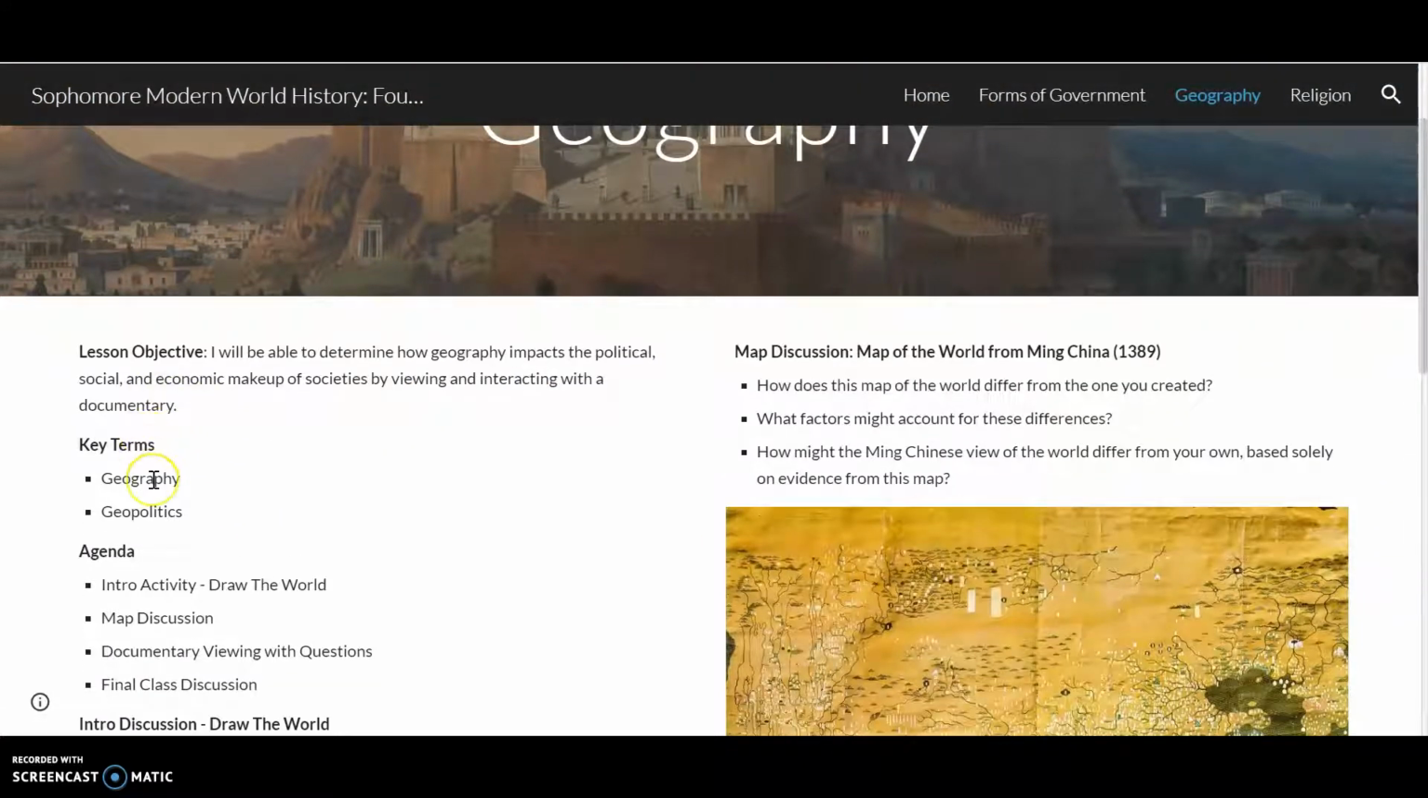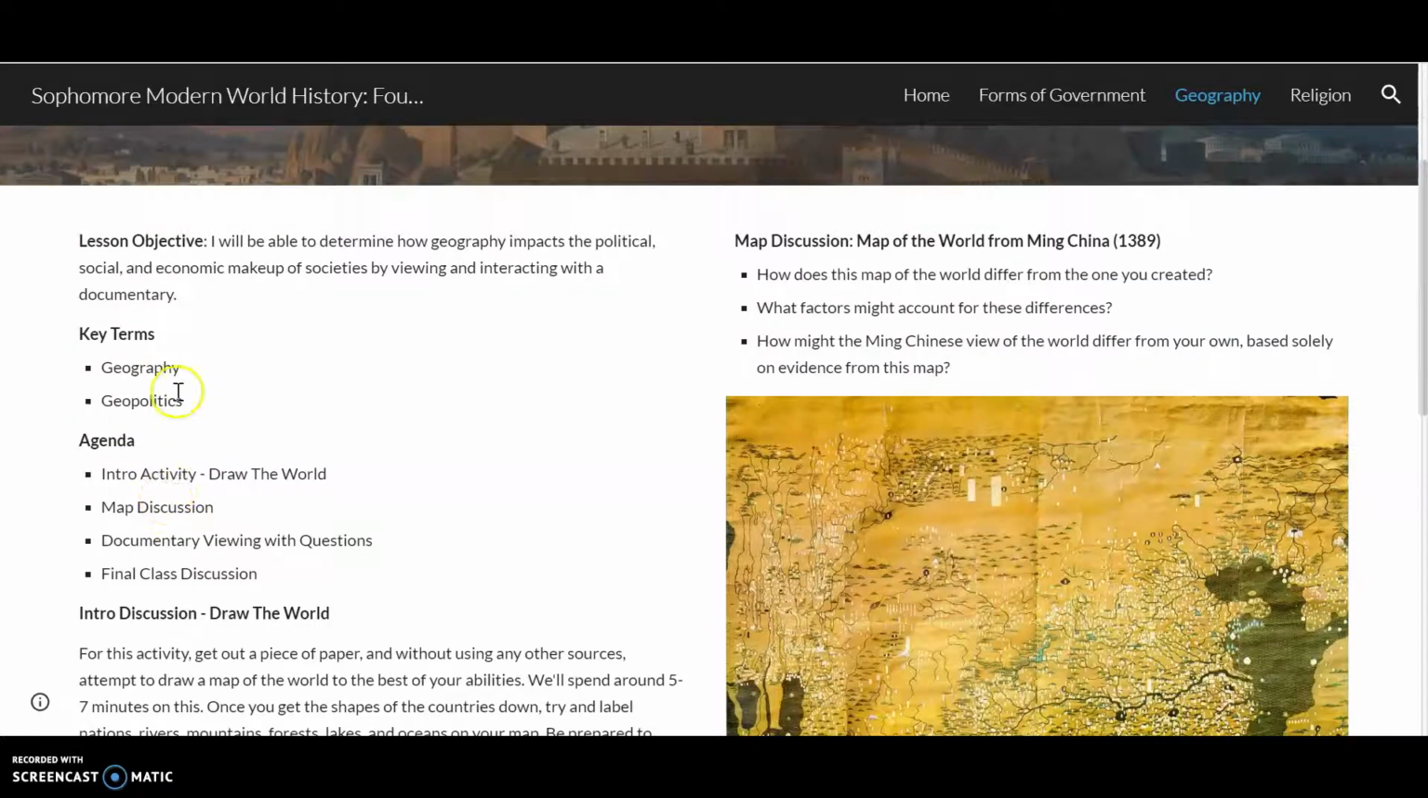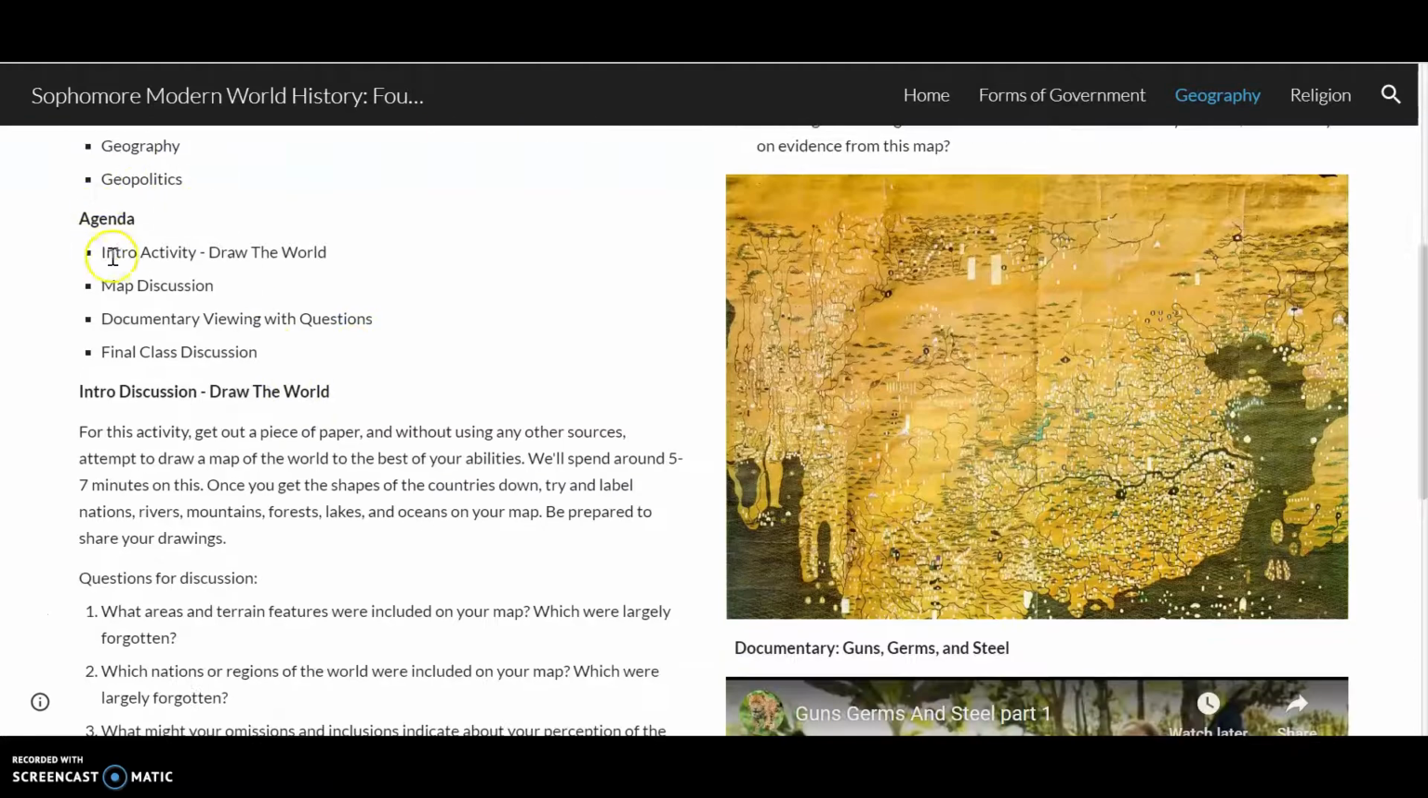Next up, key terms. We talk about geography and geopolitics, which we talk about a little bit more in the initial 2 side activities before the main activity, which is Guns, Germs, and Steel. As you can see in the agenda, we have the intro activity, Draw the World, which feeds into the second activity, which is a map discussion on this map of Ming China. Then we go to some documentary viewing with just 4 questions, and then we have a final class discussion on the documentary. I'll just go straight into the activities.